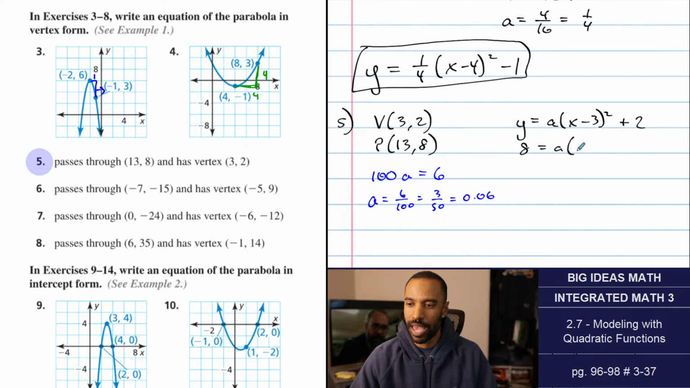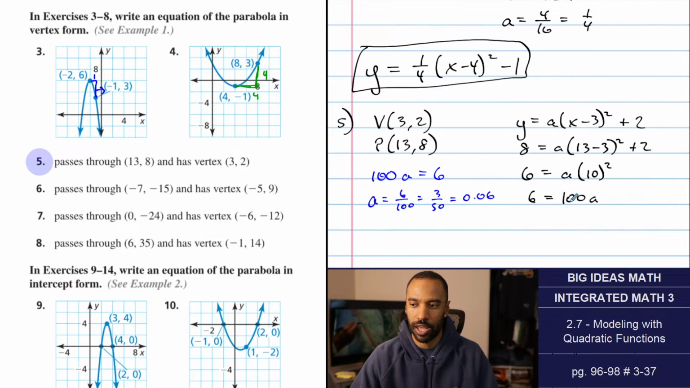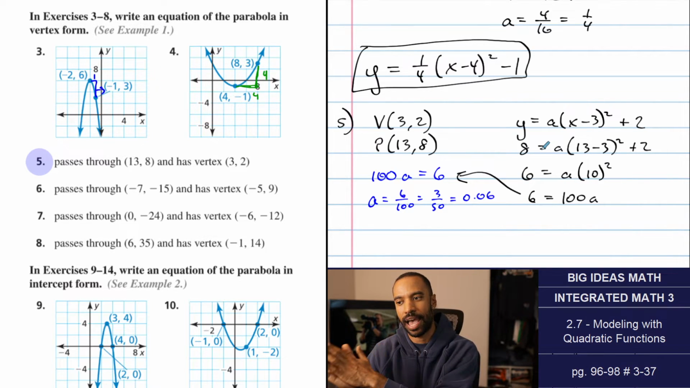So 8 equals a times 13 minus 3 quantity squared plus 2. Subtract 2 from both sides, we get 6. a is 10 squared, and 10 squared is 100. We get 6 equals 100a. Hey, we've been there before, right? So you can see where I'm getting to that stage.